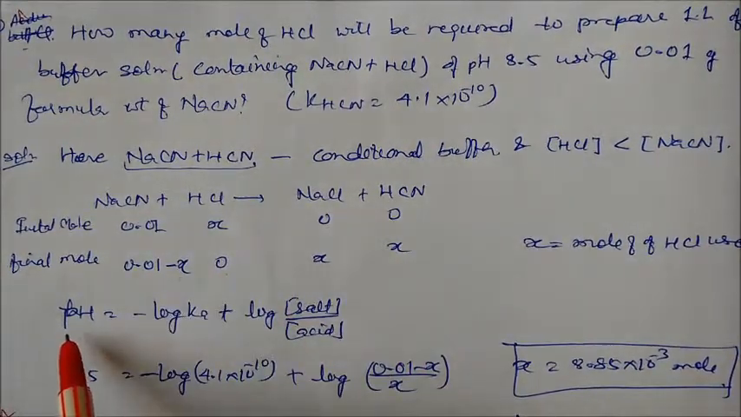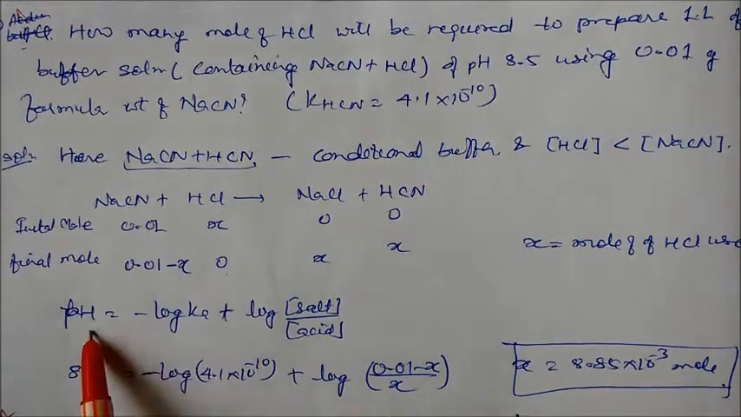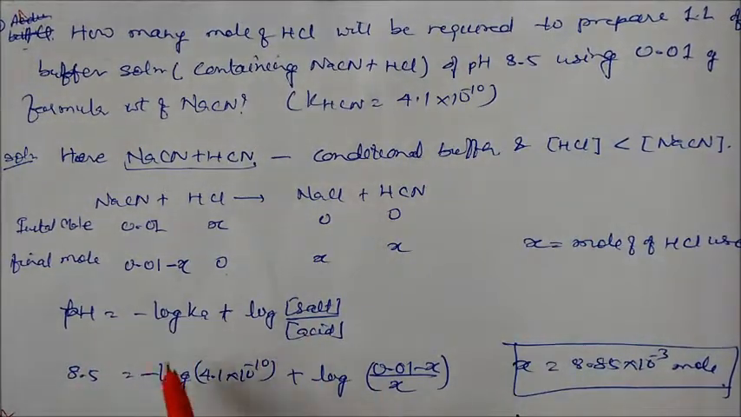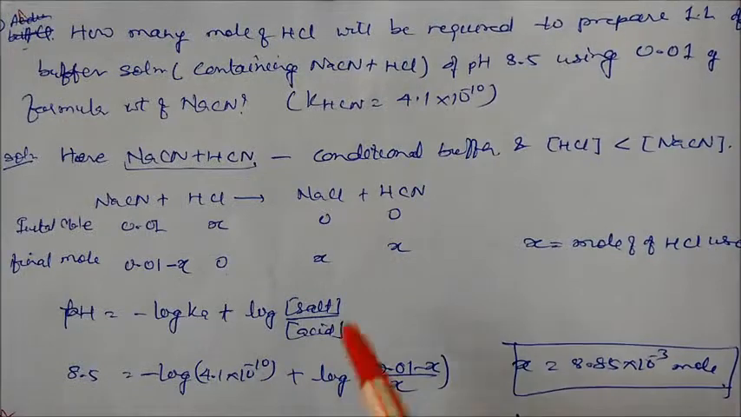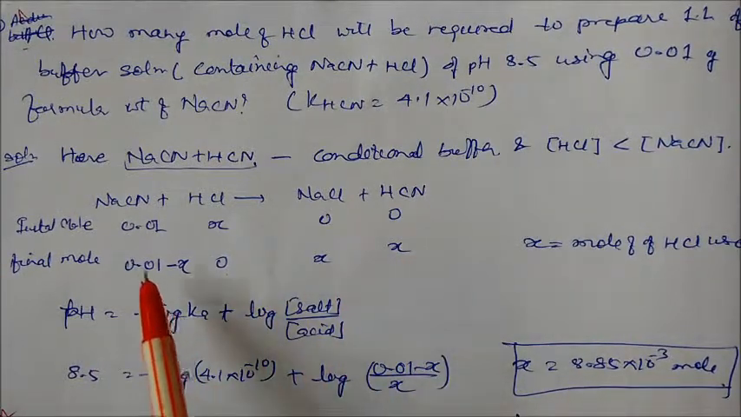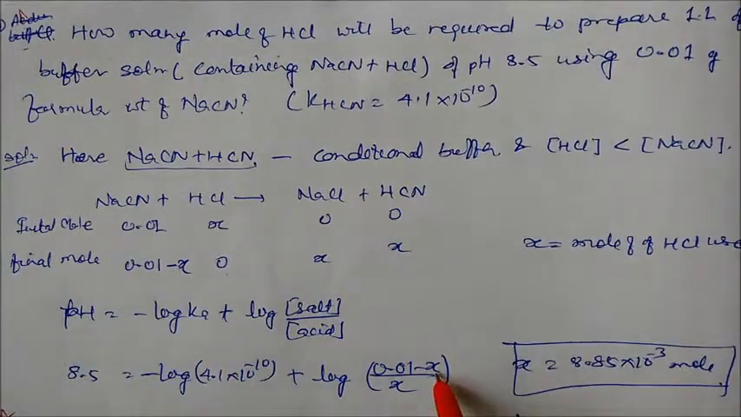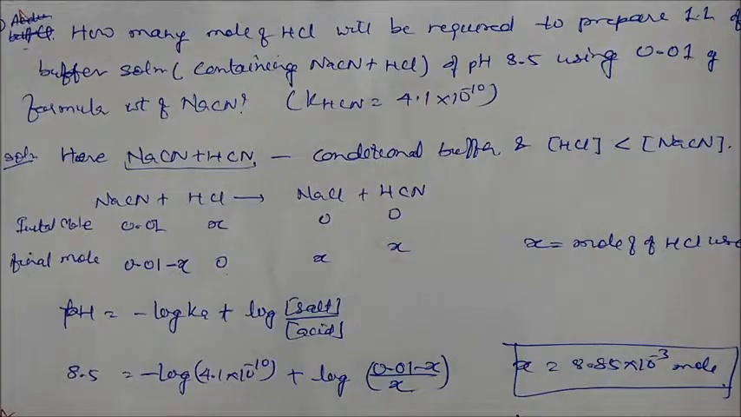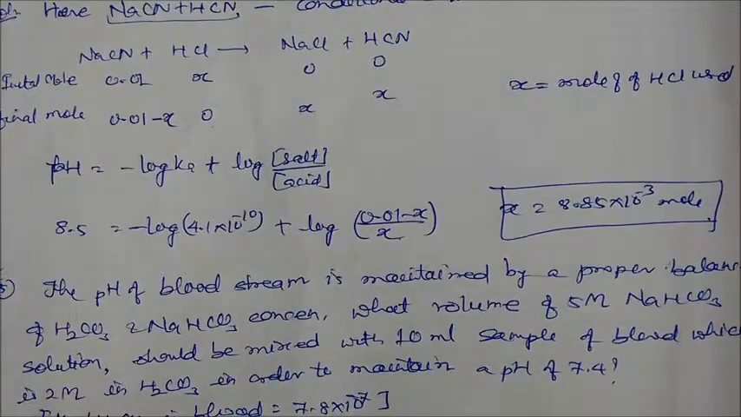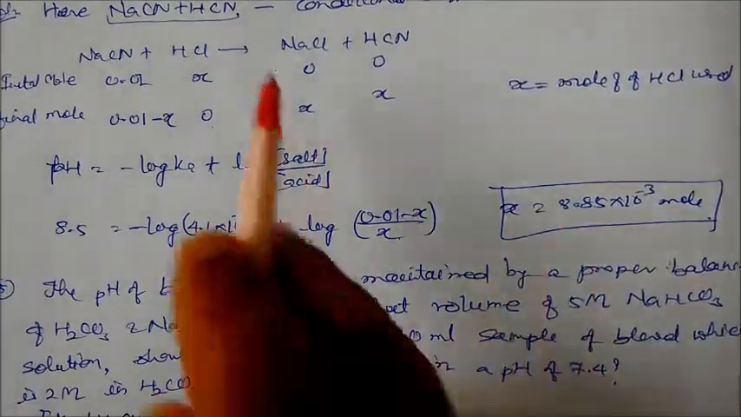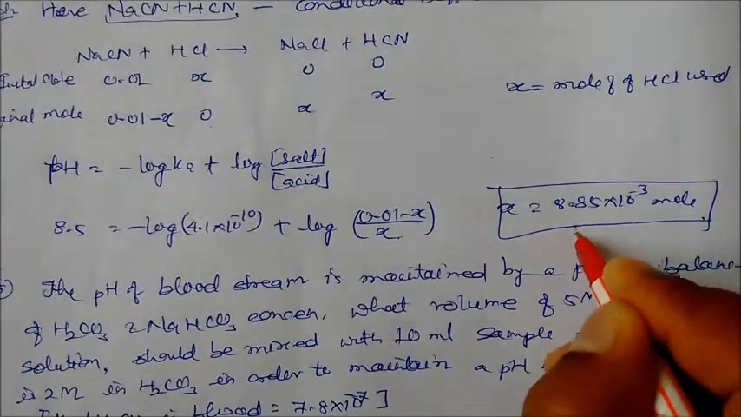So take the formula of the Henderson equation. pH is given as 8.5. K is also given, salt by acid. So salt is nothing but 0.01 minus X divided by X. So you will get the answer. X is 8.85 into this. So this is the moles of HCl.